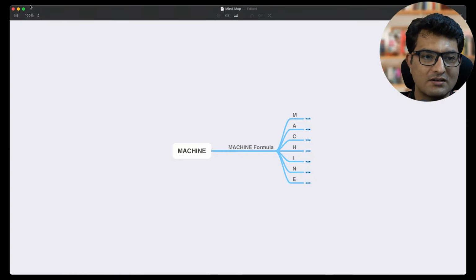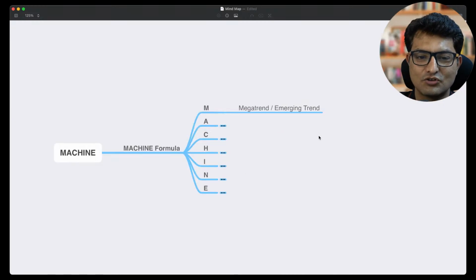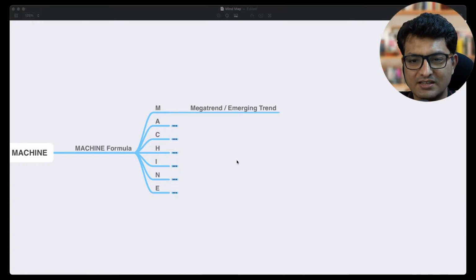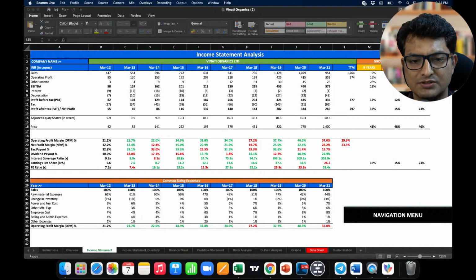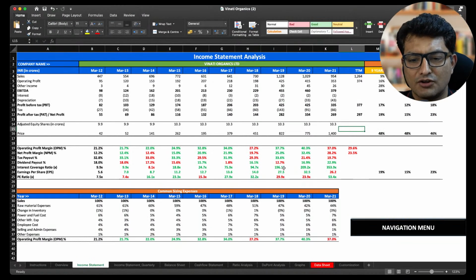Let me share the screen. I've got a mind map in front of me, and this is what you need to understand if you want to find a compounding machine. This is called machine. First, you need to find a mega trend or an emerging trend. Now, this is where I'll keep connecting with the Excel. I'll share the full screen so that you are able to see it. Are you able to see it?